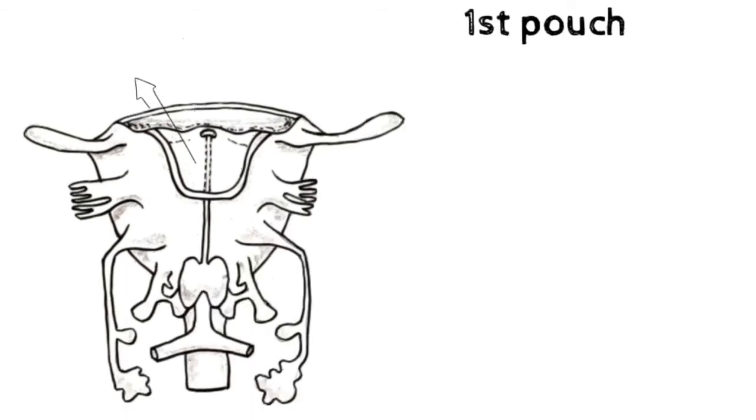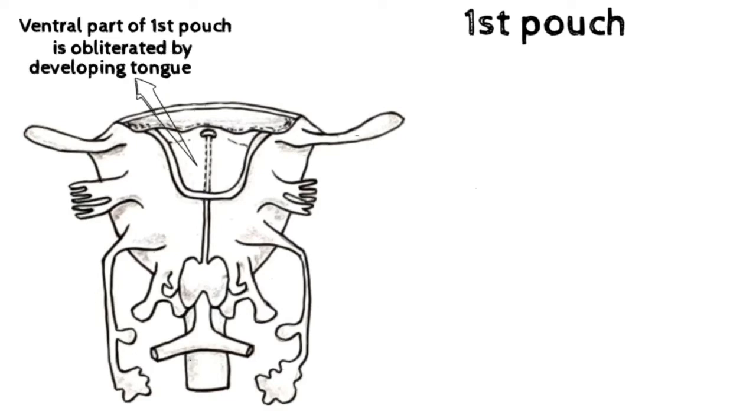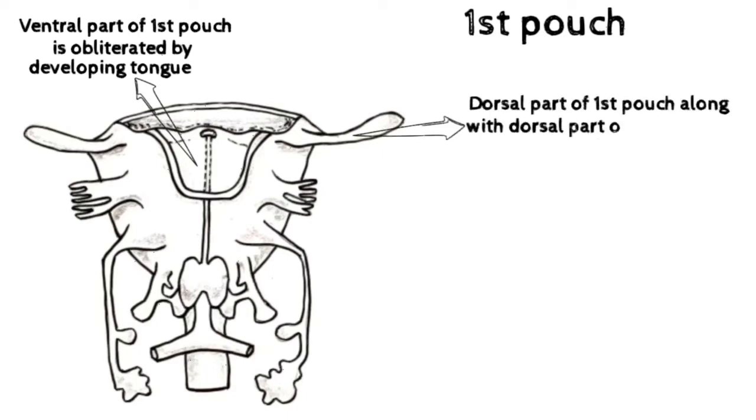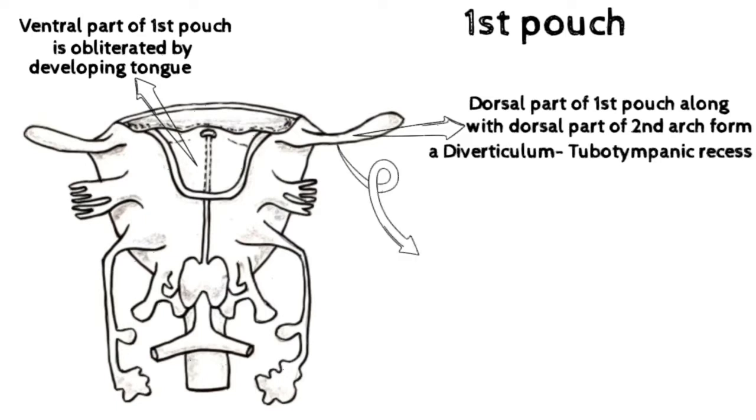First pharyngeal pouch. The ventral part of the first pharyngeal pouch is obliterated by the developing tongue. You can see in this diagram. But the dorsal part of the first pharyngeal pouch along with the dorsal part of the second pharyngeal pouch forms a diverticulum called tubotympanic recess.